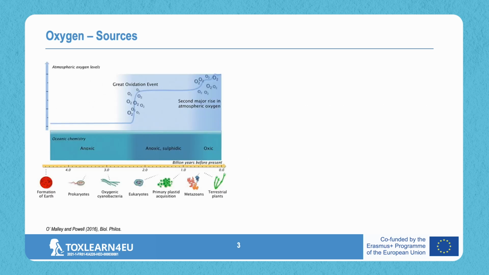But where does this oxygen come from? For that we have to go to the formation of Earth from its beginning. We can see that 2.2 billion years ago, we had a great oxidation event when oxygen was entering into the atmosphere, and later on we have a second event, in which we are currently living, in which we had a second major rise of atmospheric oxygen.